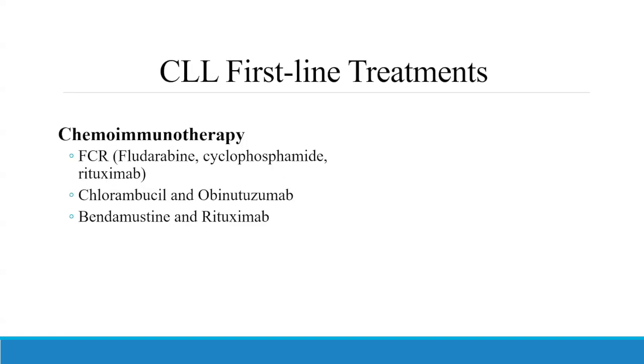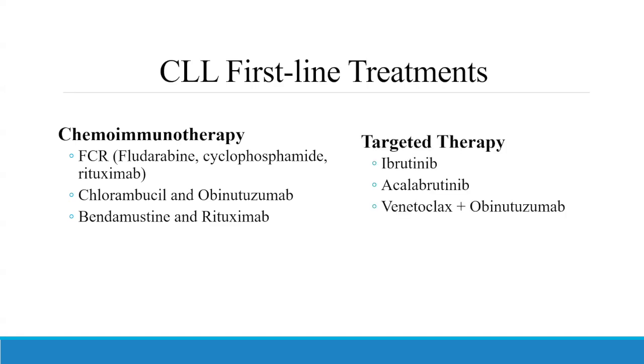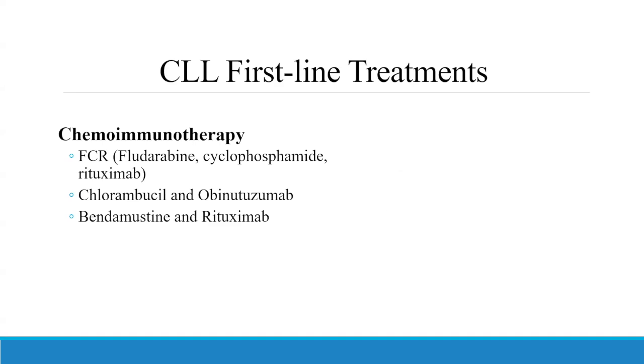When patients do need treatment, what do we look at? Well, traditionally, we always looked at chemoimmunotherapy. Many of you may remember seeing a lot of FCR. So fludarabine, cyclophosphamide, and rituximab, if you were a fit patient with CLL. If you were unfit, we used to use a lot of chlorambucil and obinutuzumab or BR once again.